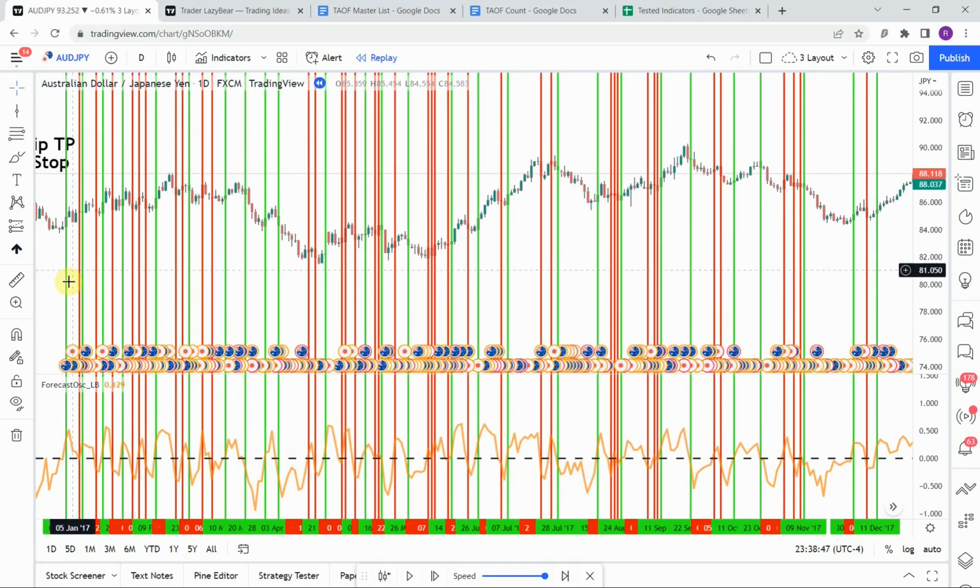So we have 1, 2, 3, up to 27. 27 winning trades. Excuse me. And so that is not going to meet the 60% criteria that we were looking for.